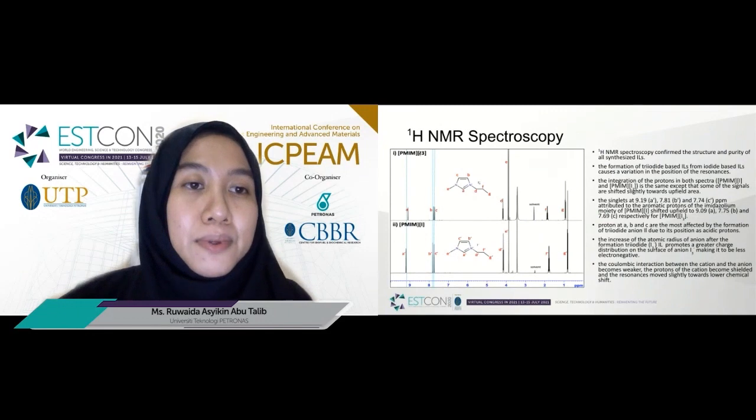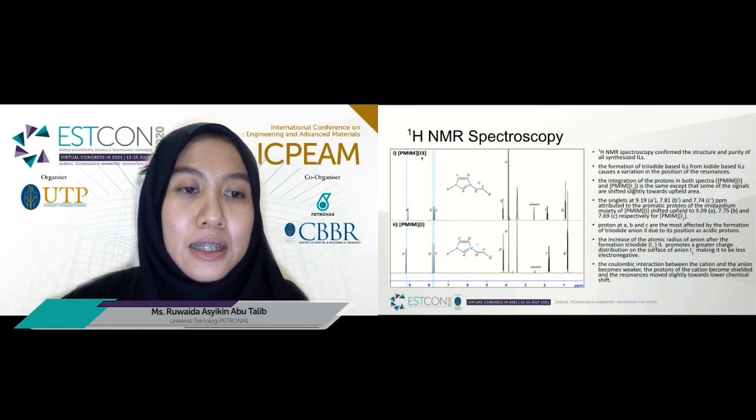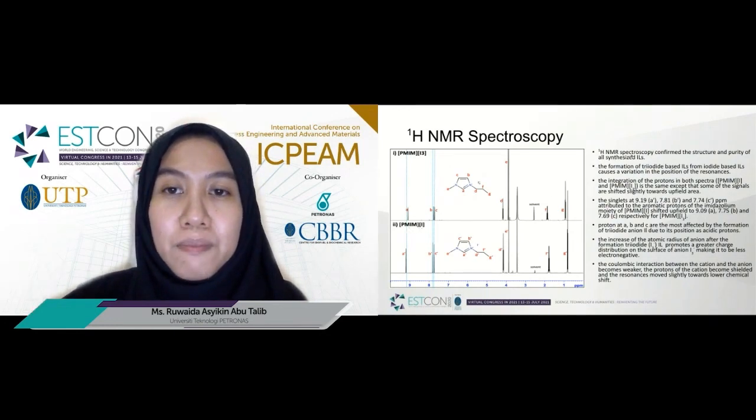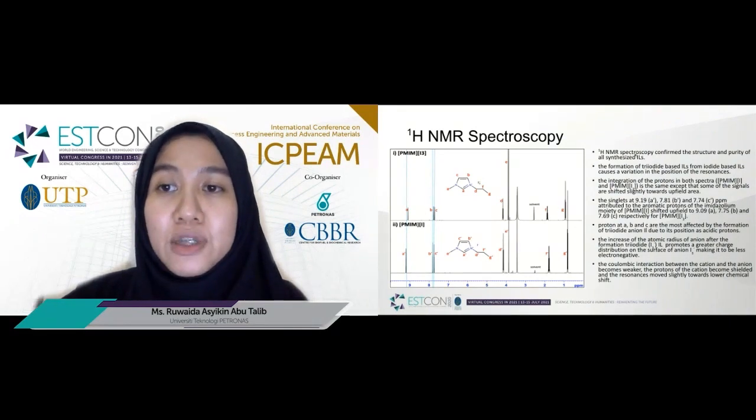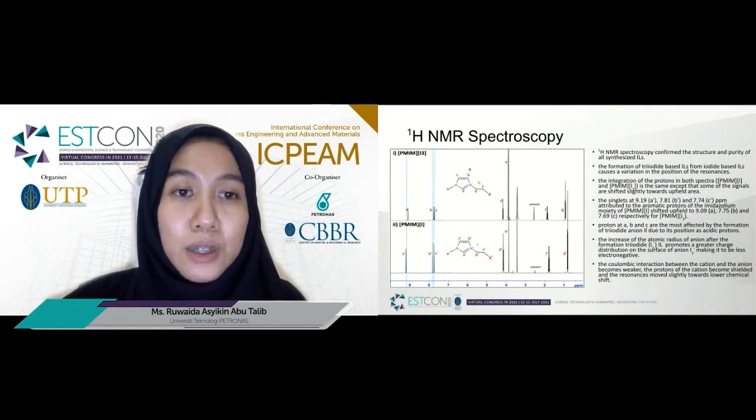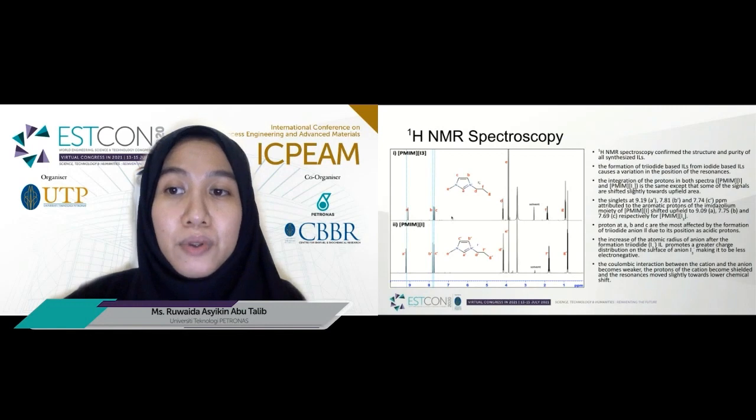This is the proton NMR spectrum for propyl methyl imidazolium triiodide, and this is the proton NMR spectrum for propyl methyl imidazolium iodide. All proton NMR spectra confirm the structure and the purity of all synthesized ionic liquids. The formation of triiodide-based ionic liquid from the iodide-based ionic liquid causes a variation in the position of the resonances. The integration of the protons in both spectra of PMIM iodide and PMIM triiodide is the same, except that some of the signals are shifted slightly towards the upfield area.